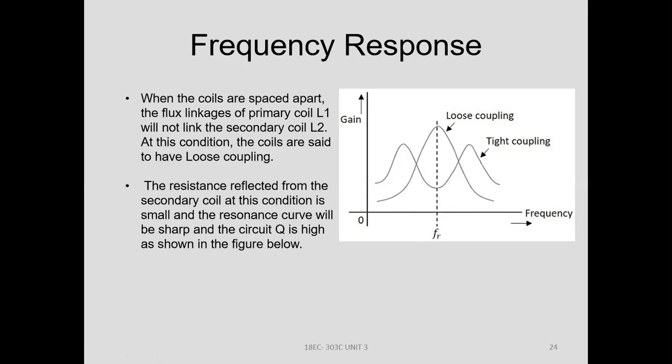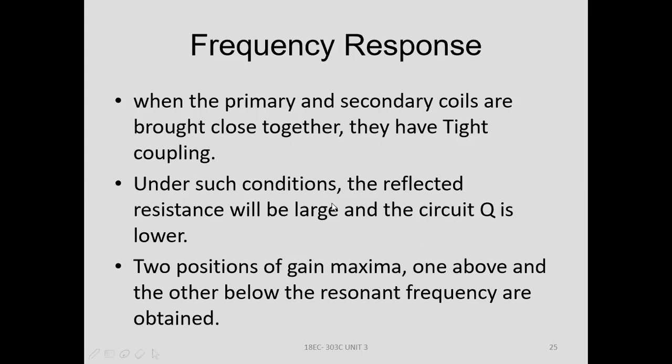And if the two coils are close together, it is called tight coupling. If the primary and secondary coils are close together, it is called tight coupling. Under tight coupling, the reflected resistance will be large. That means the resistance of L2 is large and the circuit Q is lower, and there are two positions of gain maxima.